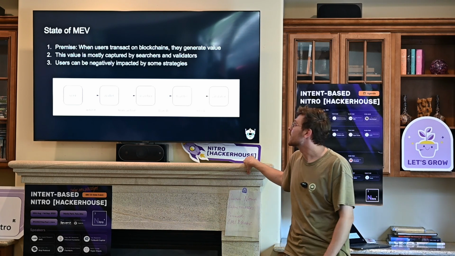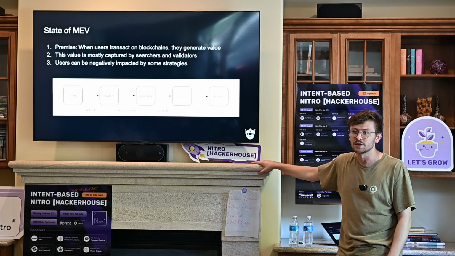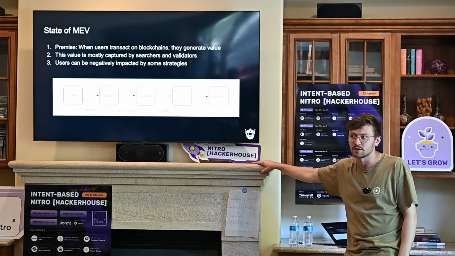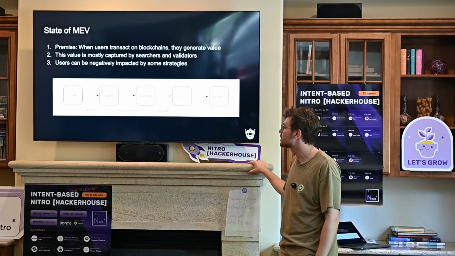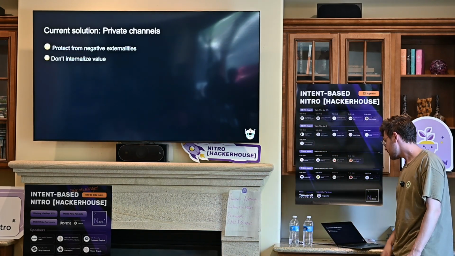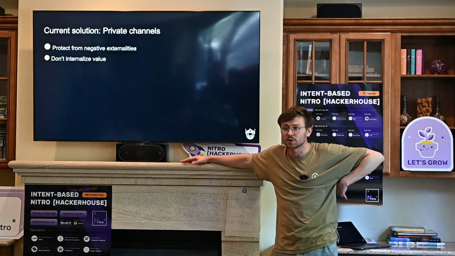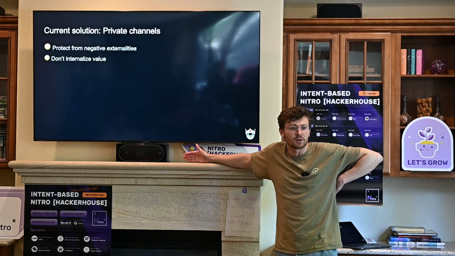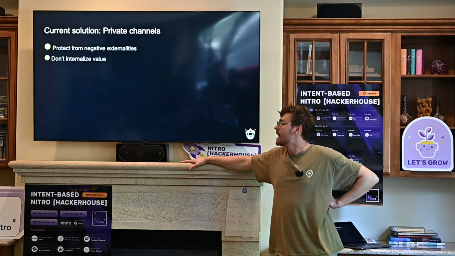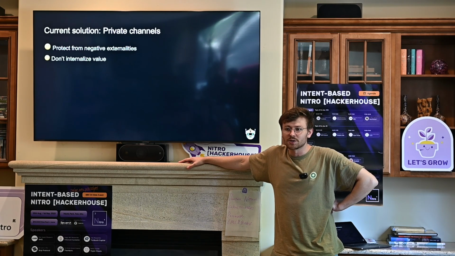And then users can be negatively impacted by some strategies, like front running. And as I mentioned before, with intents you can still get sandwiched depending on how you structure it. So that's the state of MEV. With these private channels, we protect the chain from negative externalities. We don't have priority gas wars, but we don't internalize any of the value. And that's the really interesting thing.